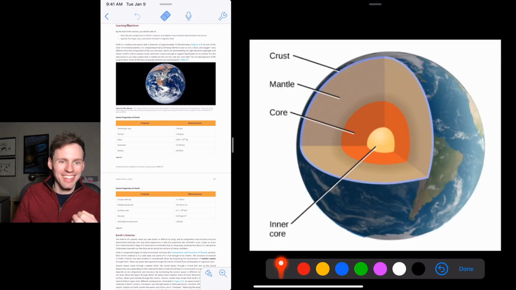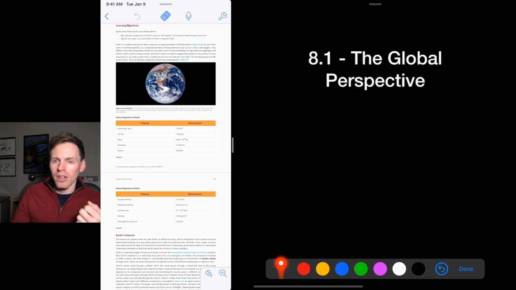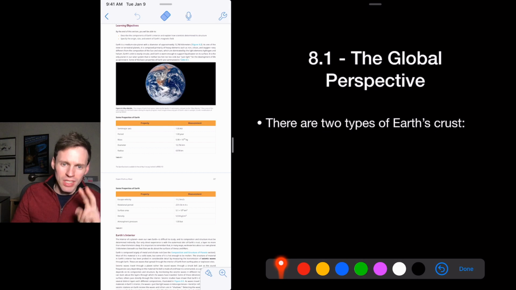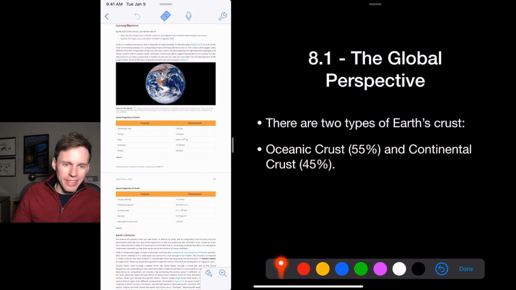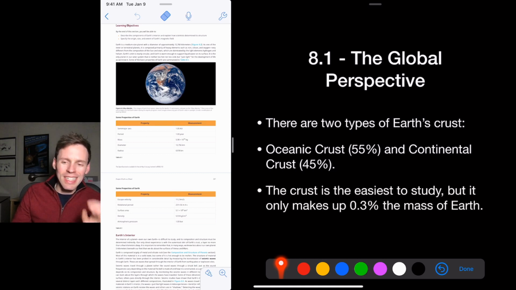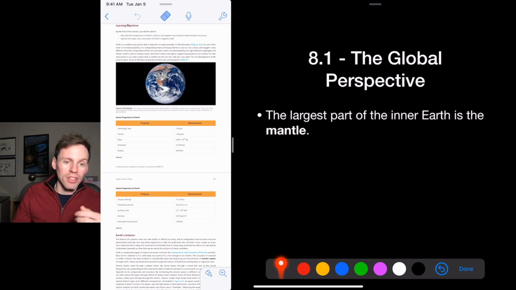This is what we've got, a very cartoonish picture of the inside of the planet Earth. The crust that we live on is very thin. It's on the surface. Then you have the mantle, the outer core, and the inner core, and that's the general composition of the Earth as far as we can tell. There are two types of crust: the crust under the ocean, which is about 55% of the Earth, and the continental crust we're walking on. Some of that is under parts of the ocean, but there are two main types. The crust is the easiest to study, but it only makes up about 0.3% of the mass of the Earth, so it's not that much, but it's easy to study.